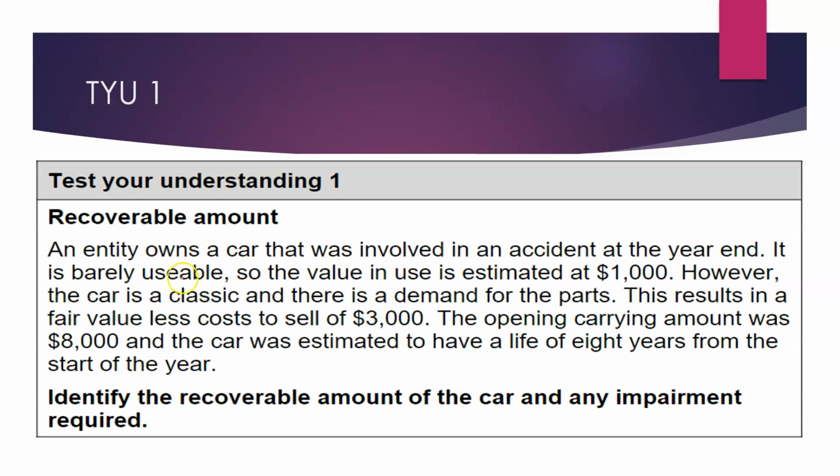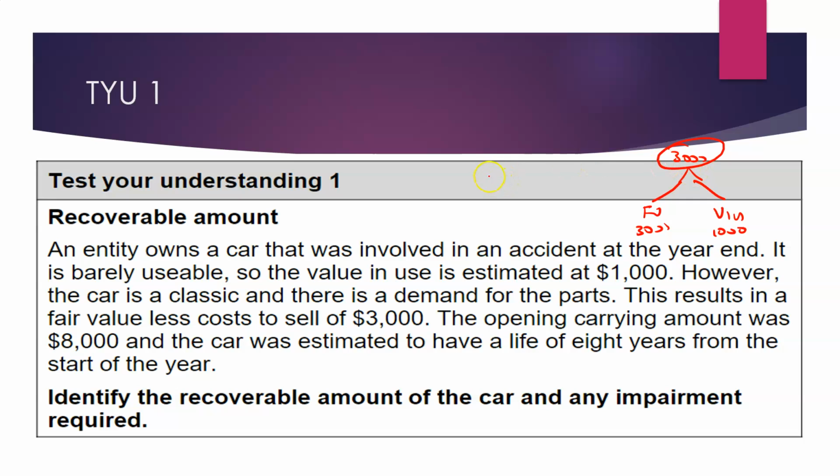It says an entity owns a car that was involved in an accident at the year end. Barely usable, so the value in use is 1,000. So VIU is 1,000, and you can sell its parts for 3,000. So the fair value is 3 grand. So the recoverable amount is the higher of the two, which is 3 grand.